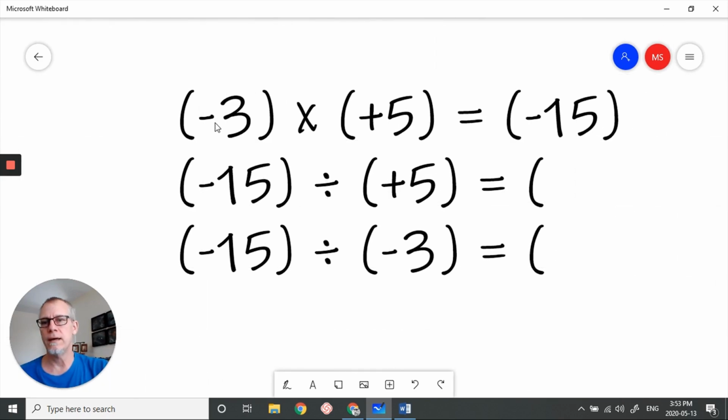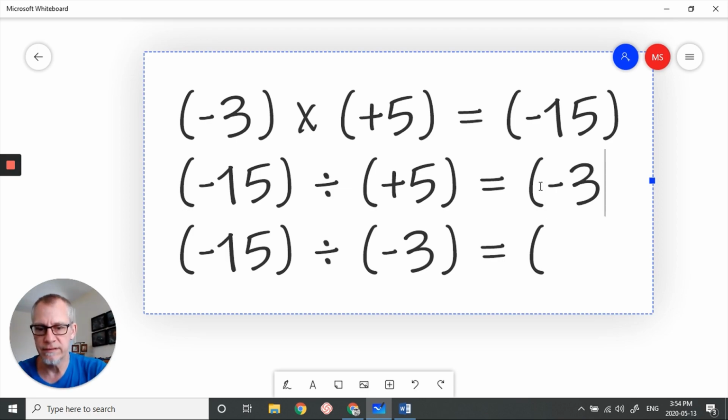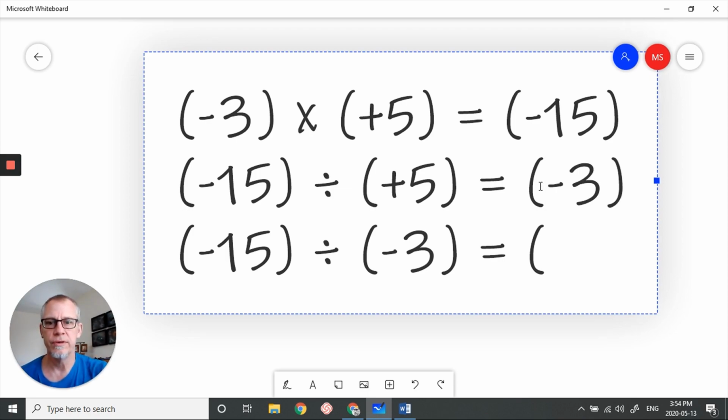So here we have a negative integer multiplied by a positive. Those are two different signs, and so we know the result must be negative. But now if we consider the entire fact family, we can say then that this negative 15 divided by one of our factors must result in the other factor. And so over here then, my answer is, you got it, negative 3. And then over here, if I've got the negative 15 divided by the negative 3, this should result in my remaining factor, positive 5.